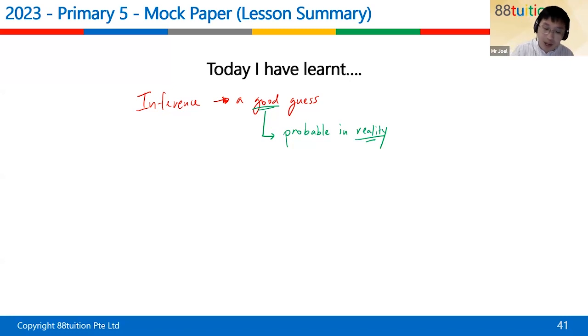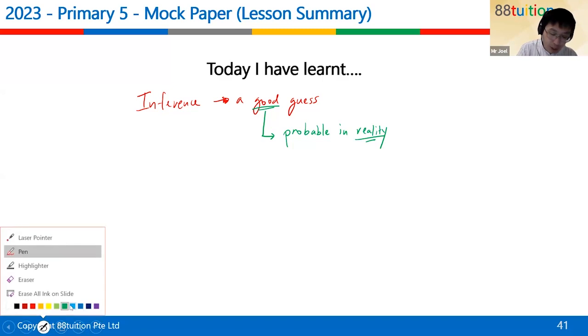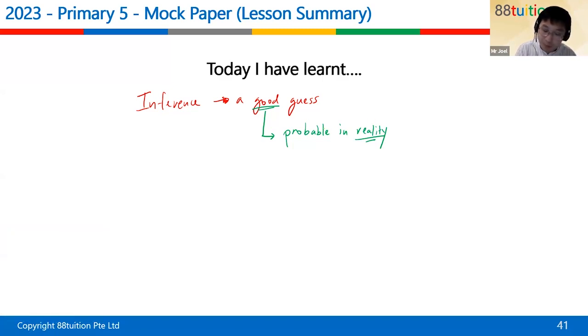And that's why I say this is very tricky for students, okay? Because it tests you on your concept of what's possible and what's probable in reality. And that's the whole challenge to it. Okay, so let me use a resource that I love using for inference. This one.